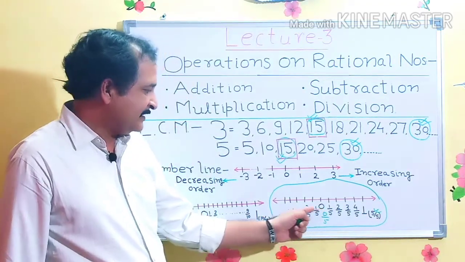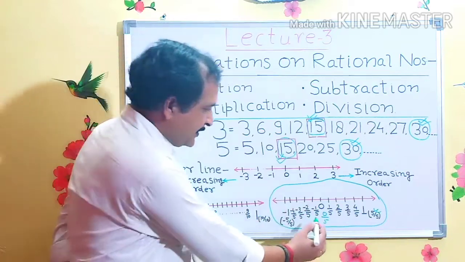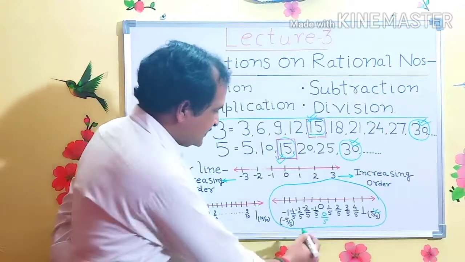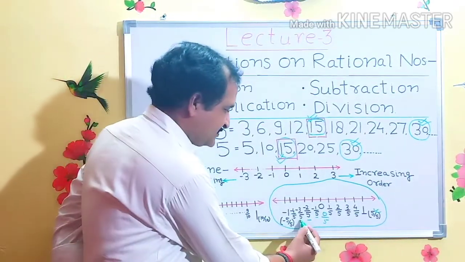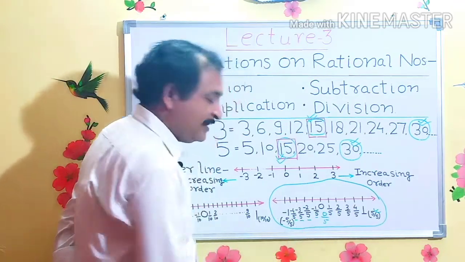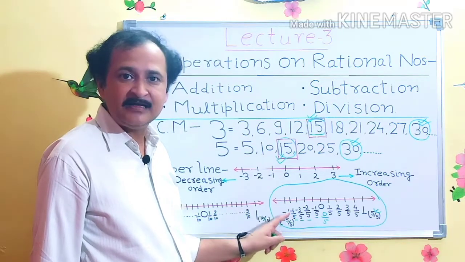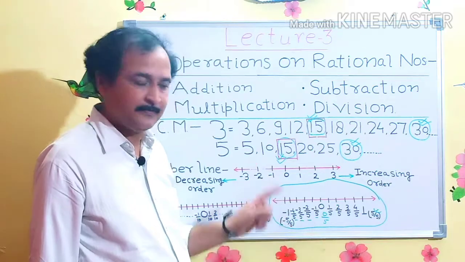Similarly, on the left side, between 0 and minus 1, the first point can be written as minus 1 by 5, the second point as minus 2 by 5, the third point as minus 3 by 5, the fourth point as minus 4 by 5 and the fifth point, the point at which minus 1 exists, can be written as minus 5 upon 5.